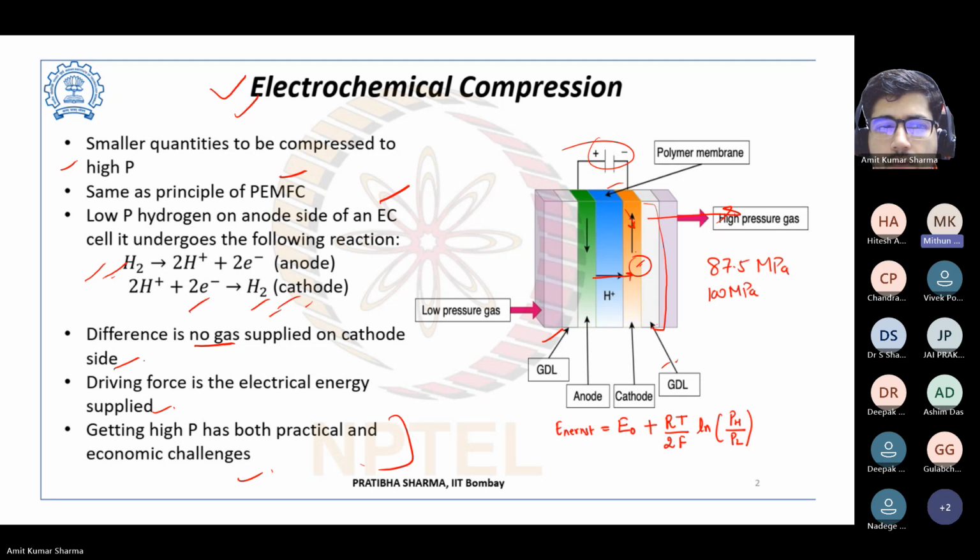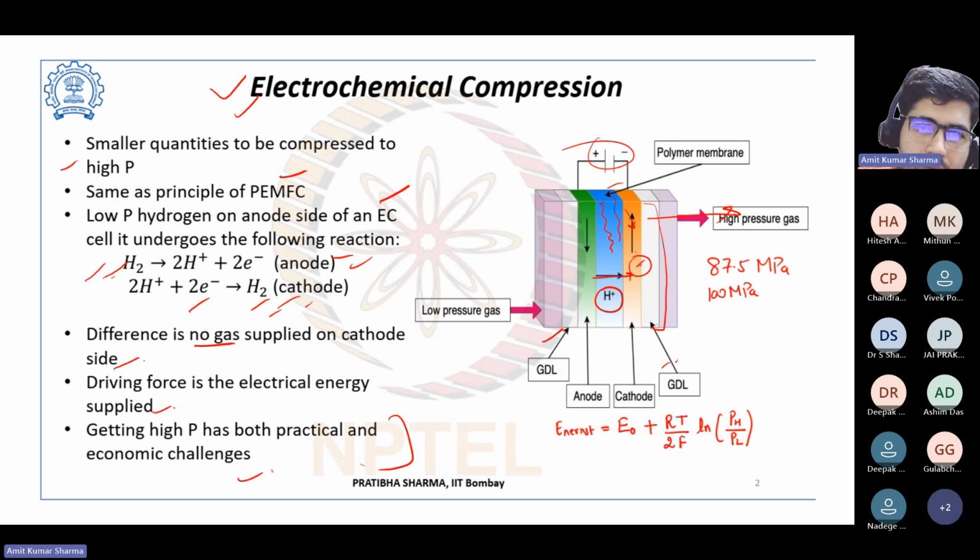Whatever hydrogen and electrons are generated are going back to the same state, producing hydrogen. So let's look at this reaction and this membrane. This membrane is specifically designed to pass only hydrogen ions. The whole gas molecule is not going through, only the hydrogen ions are, and here they are combining again.